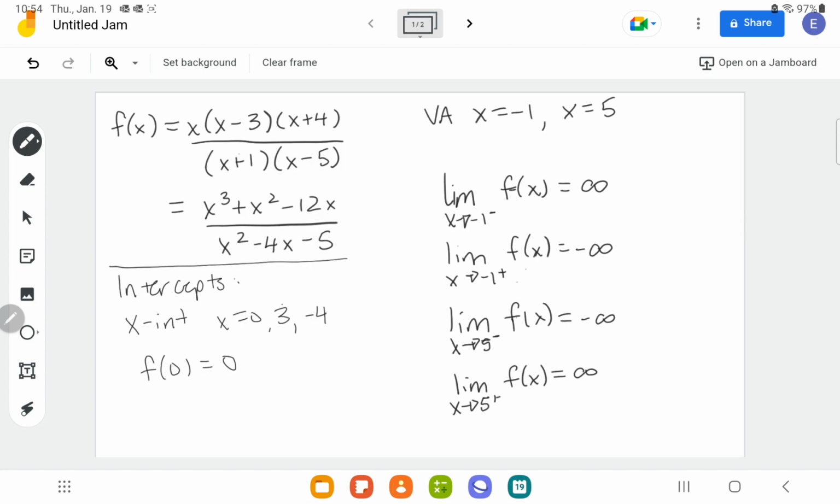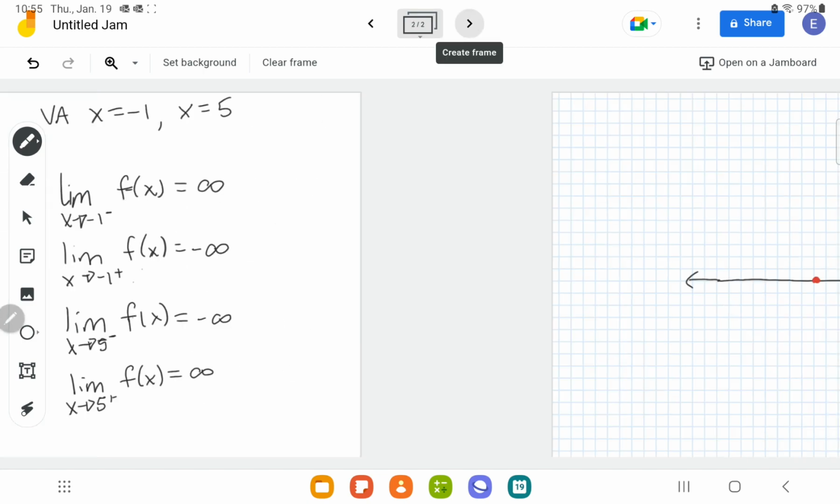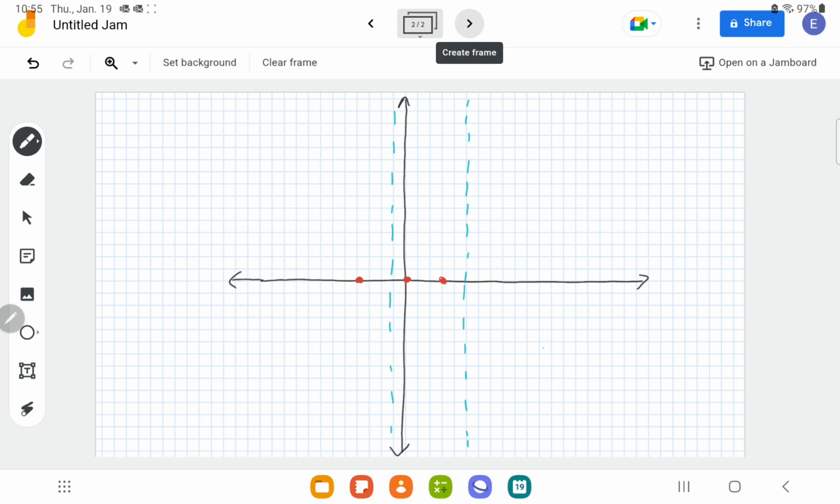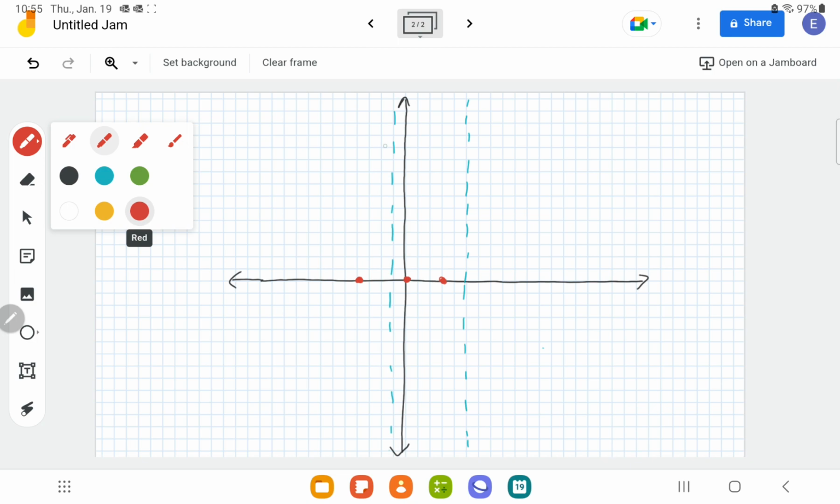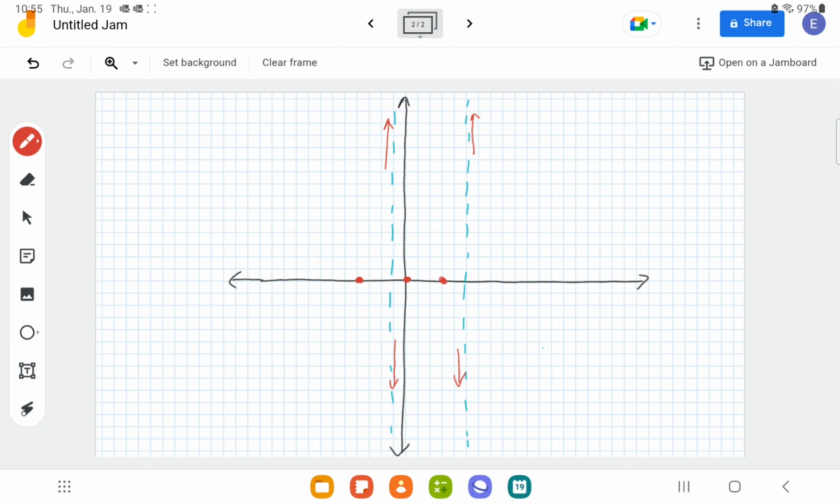Then I'm going to transfer all of this information over to my graph of my function and just show what's going on around those asymptotes that I sketched in. So switching colors here, I know that this is going to go up there towards positive infinity. Here it's going down towards negative infinity, and here as well. And then here it's going up towards positive infinity. Okay. So that's all of the information I've gotten about my vertical asymptotes.